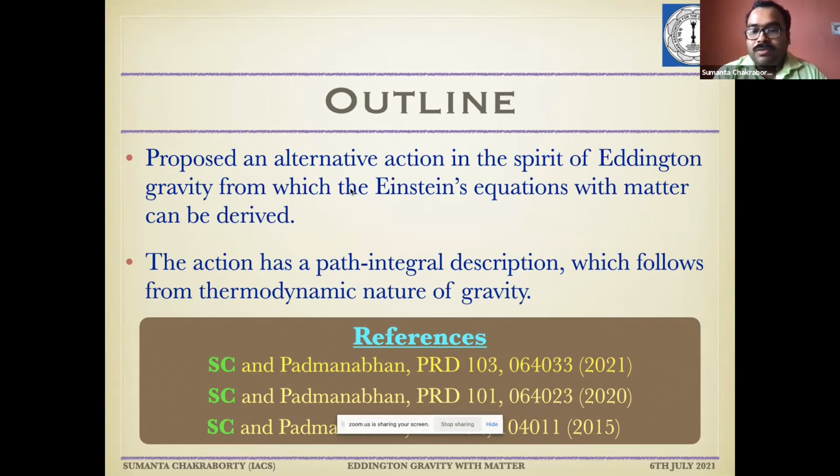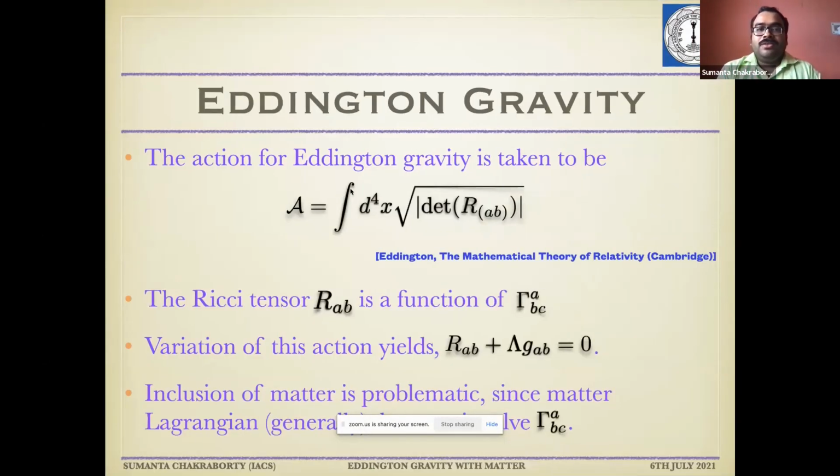The most recent one, in 2021, is the main reference. The other two are to support some of the cases considered here. So let us start with the Eddington gravity proposal. The normal Einstein-Hilbert action is taken to be an integral d4x and the Ricci scalar.